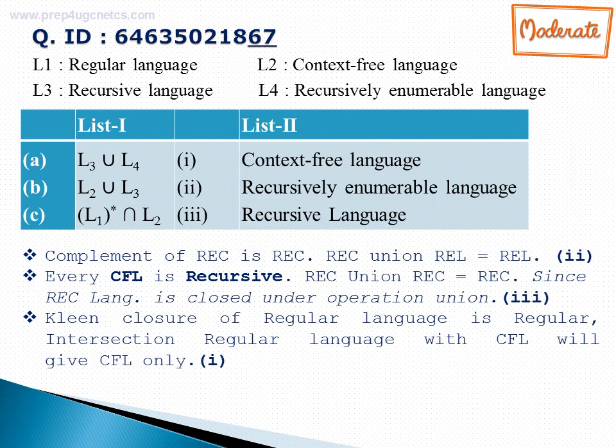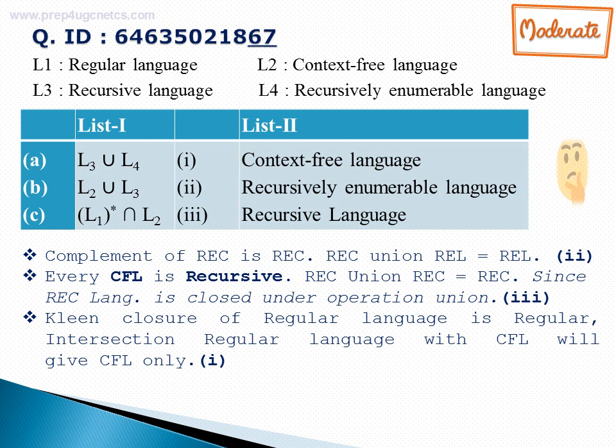This question is on closure properties of languages. We need to know some points from the closure properties of languages before answering this question, given as 5 points. First, the complement of a recursive language is also recursive. Second, recursive language union REL, that is recursive enumerable language, will give a recursive enumerable language.